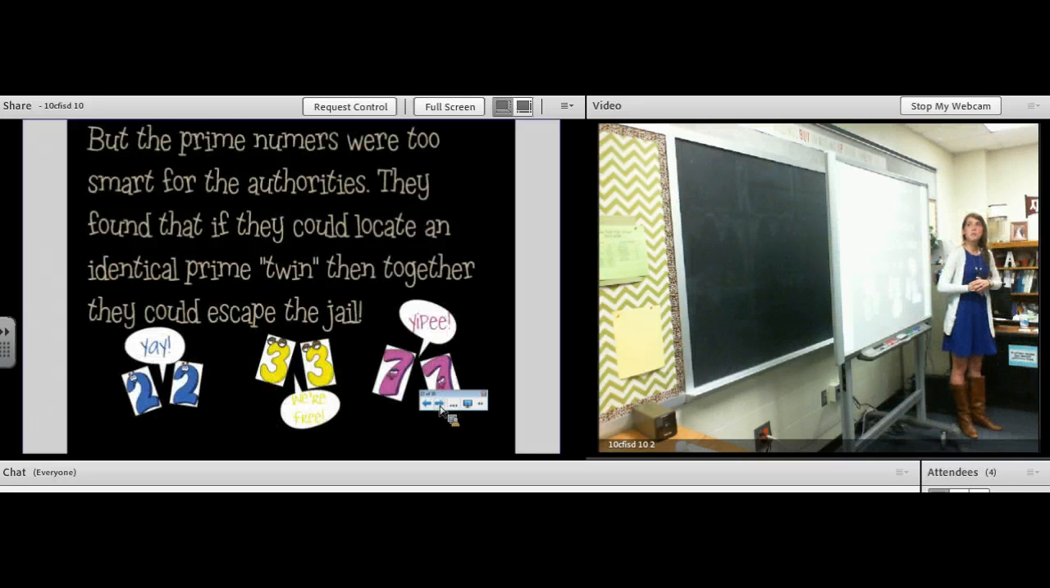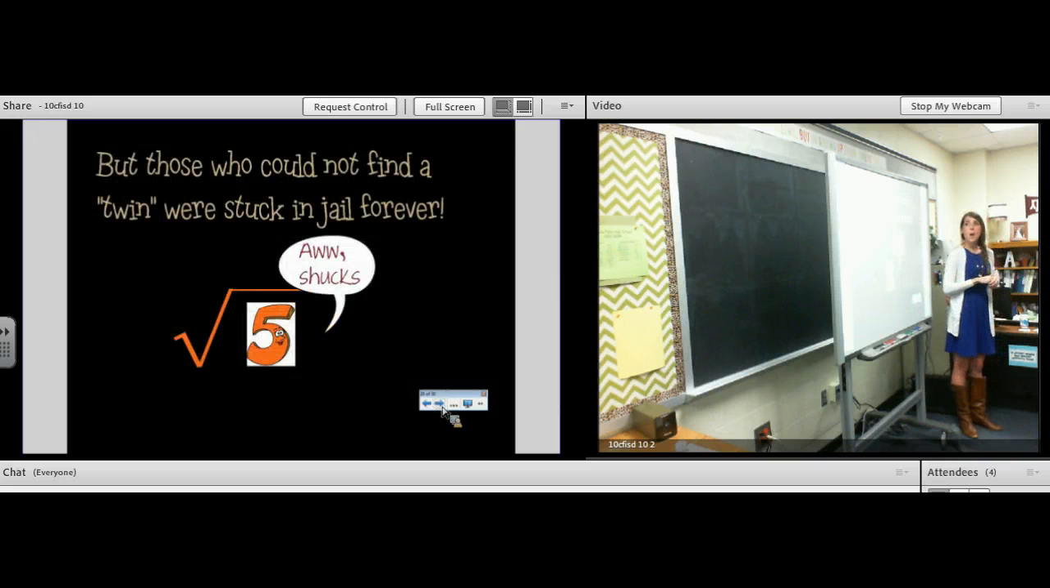But the prime numbers were too smart for the authorities. They found that if they could locate an identical prime twin, then together they could escape the jail. Yay, we're free! So you had to find a twin to escape the jail, to escape the radical. But those who couldn't find a twin were stuck in jail forever.